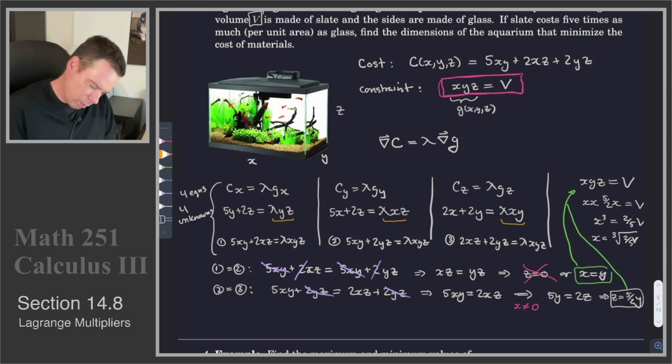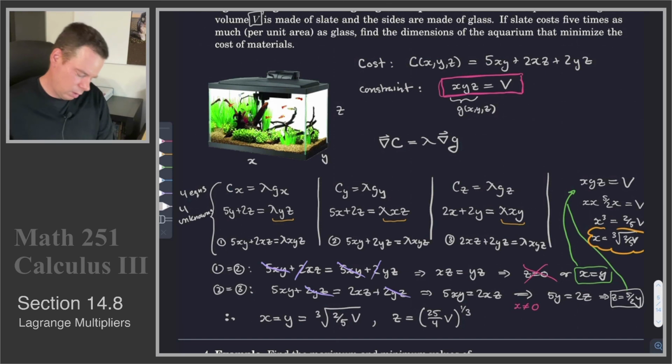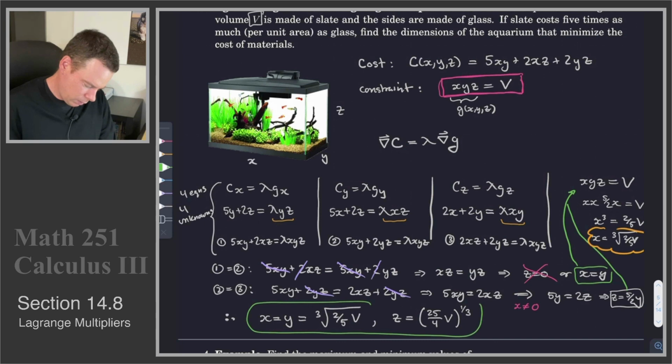So that's worth celebrating because now we have a specific value of x. And so what we have is that, therefore, x is equal to y is equal to the cube root of 2/5 V. And so z is equal to 5/2 of y. So it'll be 5/2 of this expression, so that means z is equal to, with a little bit of simplification, the cube root of 25/4 V. And so there we go. We found our x, y, and z.